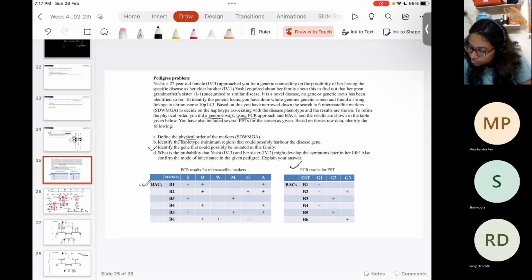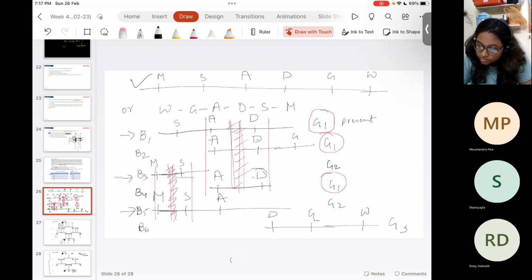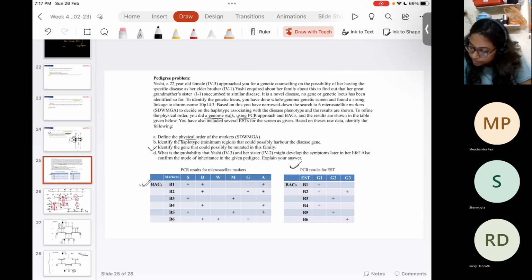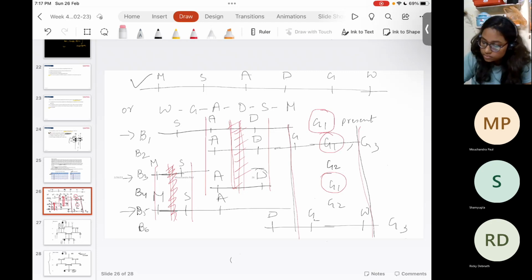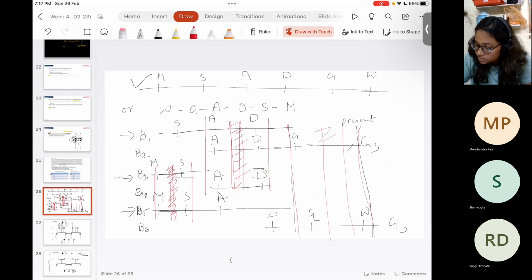G3 is present in both B2 and B6. Here G3 was present, so after G, this region is common. So here it must be G3. This is the position for G1, the position for G2, and this is the position for G3.